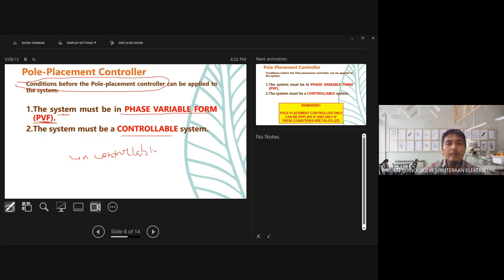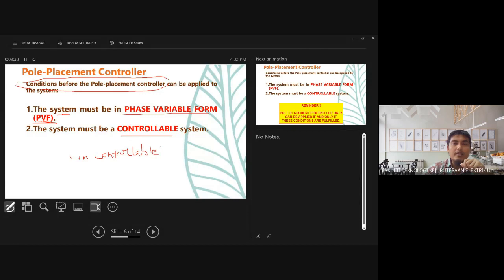If the system is uncontrollable, you can say that the pole placement controller cannot be applied to the system. That's all. Just stop there. Okay. Let's say the second example: if you calculate the system is controllable, then you can say that the pole placement can be applied to the system.